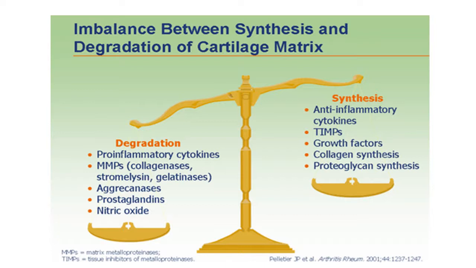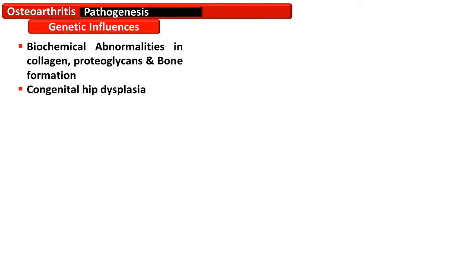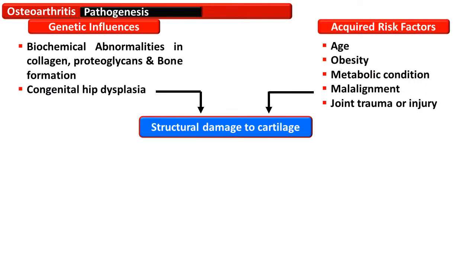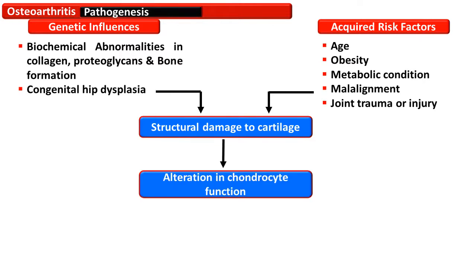proteoglycan synthesis is decreased. Now, if we summarize the pathogenetic events, there are some genetic influences and also some acquired risk factors. The genetic influences are biochemical abnormalities in the collagen, proteoglycans, and bone formation, or incongruity of the joint surfaces. Acquired risk factors are age, obesity, metabolic conditions, malalignment, or joint trauma or injury, which lead to structural damage to the cartilage.